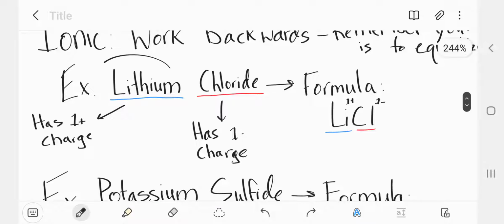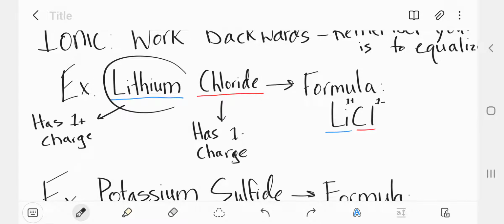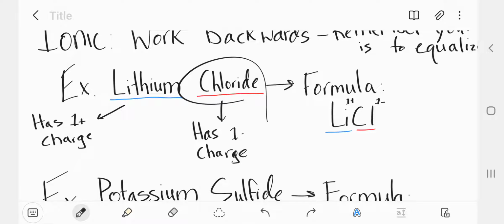We have lithium chloride. Let's do a background check on lithium first. We see that it's an alkali metal, and it has a +1 charge as an ion, so that's good to know. Chloride stems from chlorine, doesn't it? If we look at chlorine, it has a -1 charge.